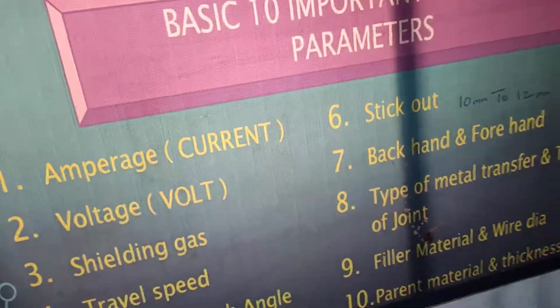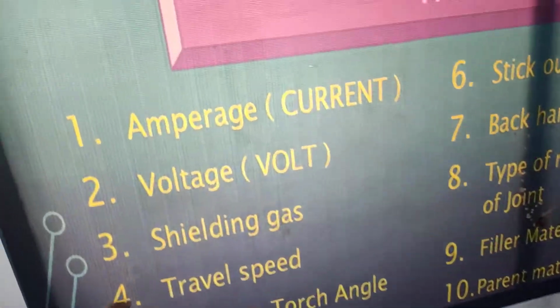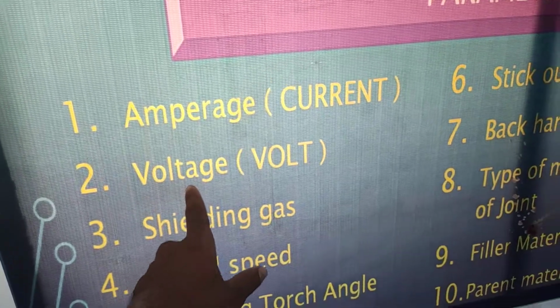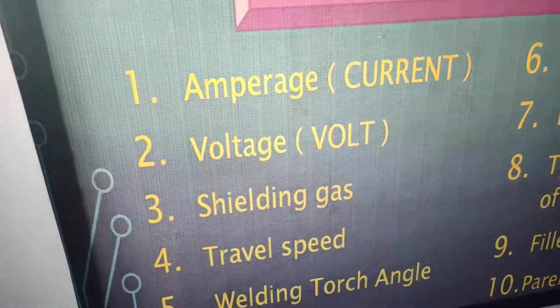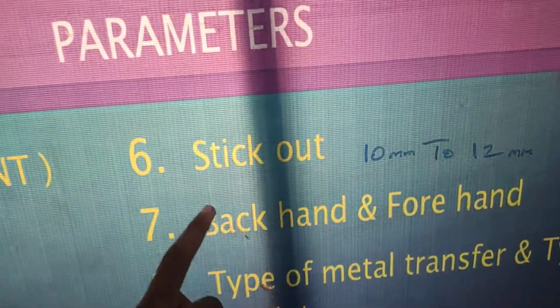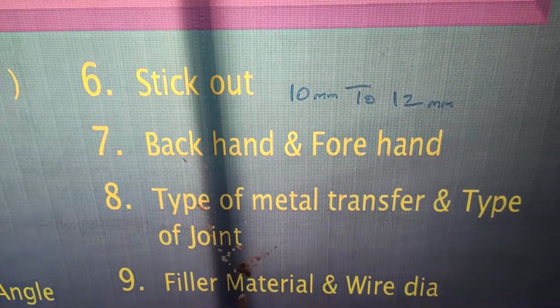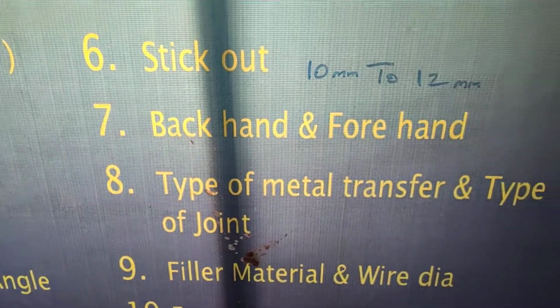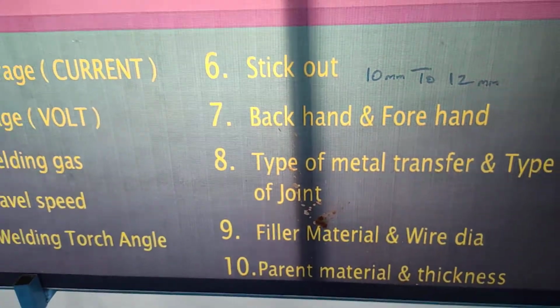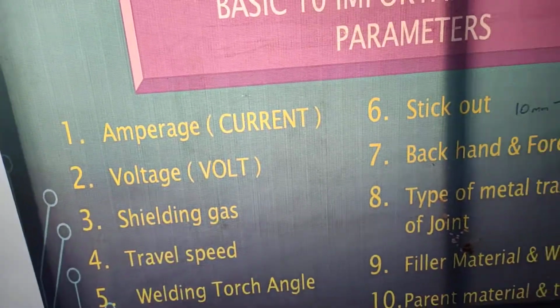These are the 10 important parameters: amperage, voltage, shielding gas, travel speed, welding torch angle, stick out, backhand and forehand, type of metal transfer and type of joint, filler material and wire diameter, parent material and thickness. These are the 10 parameters we have to use in GMAW welding.